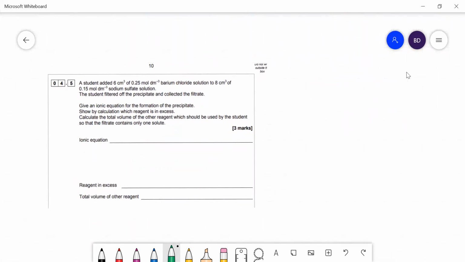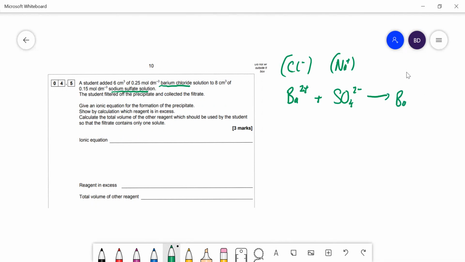Okay, so it says here you're going to react barium chloride with sodium sulfate solution. What's going to happen there is barium chloride contains Ba 2+ ions, and sodium sulfate contains SO4 2- ions. The chloride ions in the barium chloride are not going to do anything. The sodium ions in the sodium sulfate are spectator ions also. But of course, barium sulfate is incredibly insoluble, so that's going to form a precipitate.